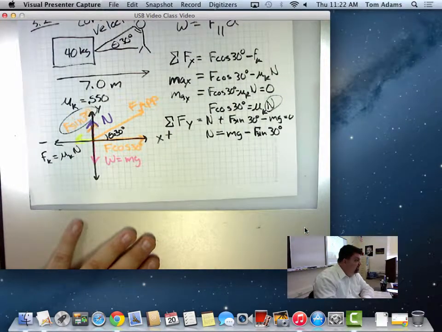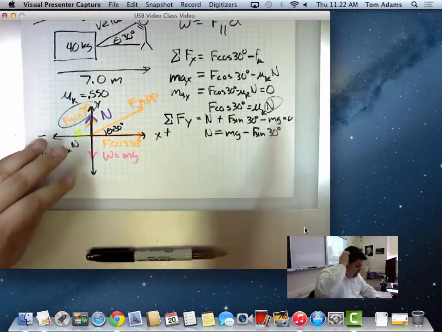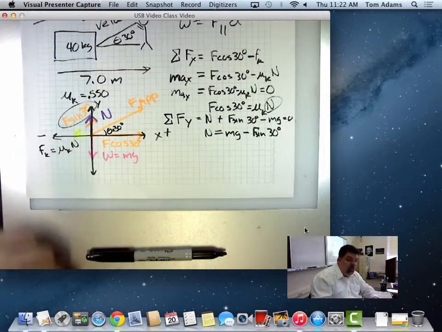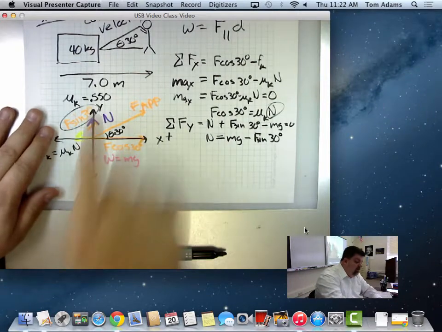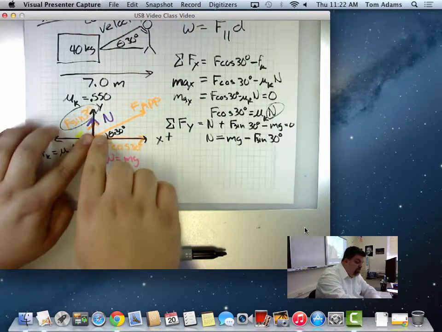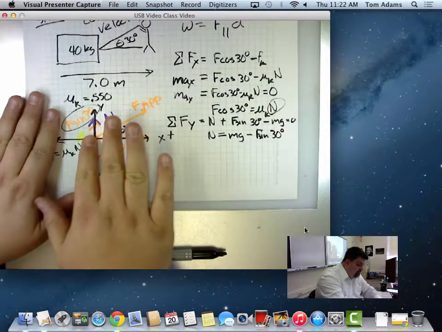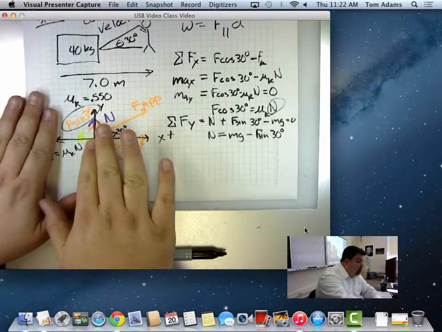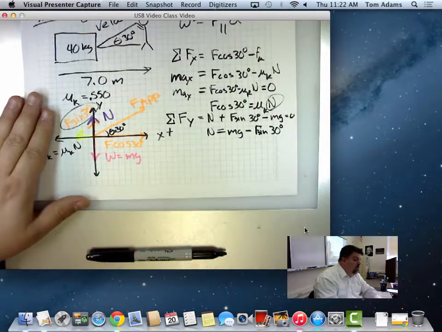Does that make sense? I'm going to pause right there and say it in plain English, without the sum of the forces in the y direction. This crate is not moving up or down. But I have a normal force. I have the vertical component of the guy pulling on the rope at an angle. That vertical component and the normal force are going upwards. Then I have the force pulling downwards due to gravity. Okay? You guys with me on that so far?